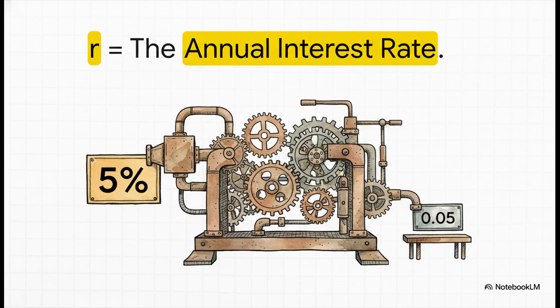Now for R, the annual interest rate. Okay, listen up, because this is probably the most critical step. The formula doesn't understand percentages. You have to convert the rate into a decimal. So a 5% rate becomes 0.05. Get this part right and you're golden.